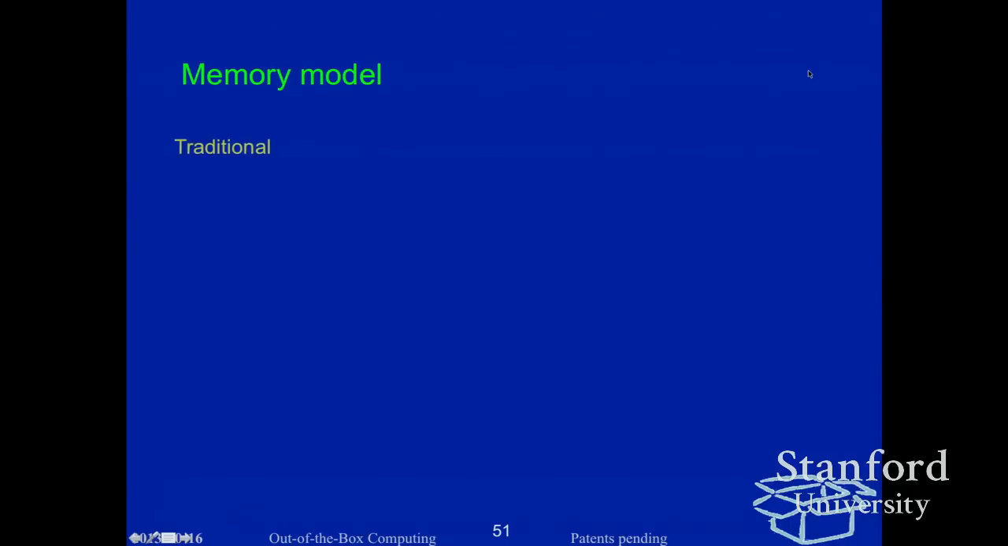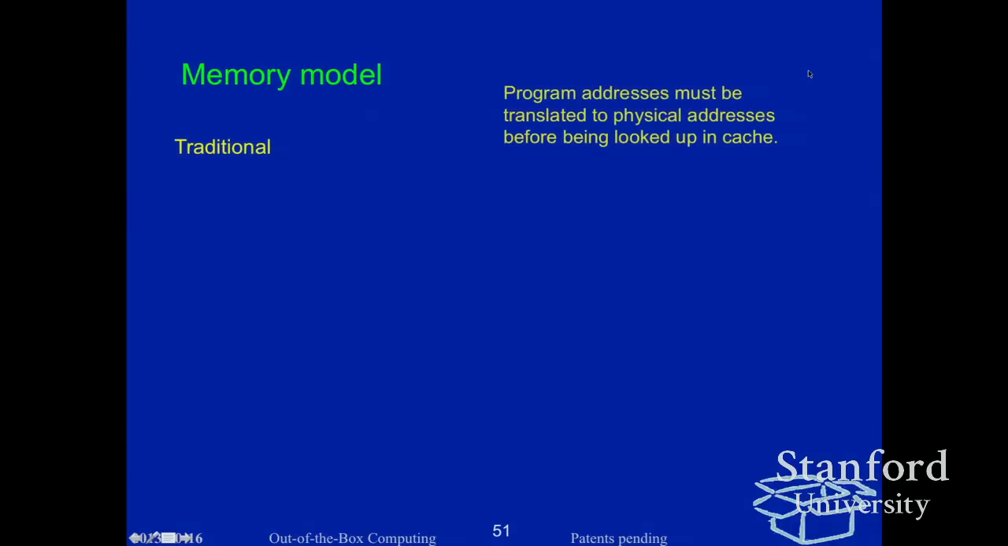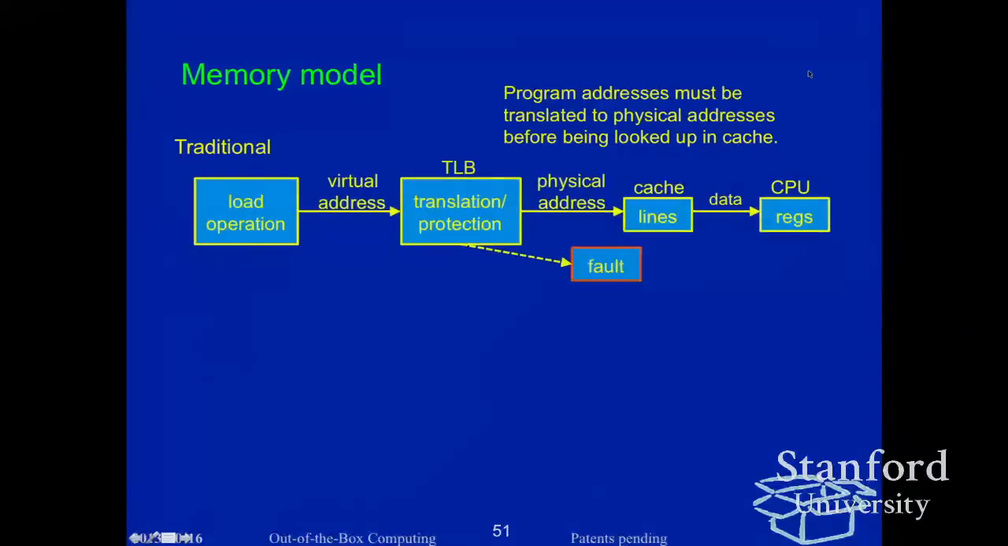Now, to compare the models, in the traditional model, program addresses must be translated to physical addresses before they can be looked up in cache, because the cache uses physical addressing. So a load operation passes a virtual address to the TLB. The TLB turns it into a physical address, which goes to a cache, which returns lines to the CPU. The TLB is doing both translation and protection. If the protection fails, you'll get a fault, a trap.